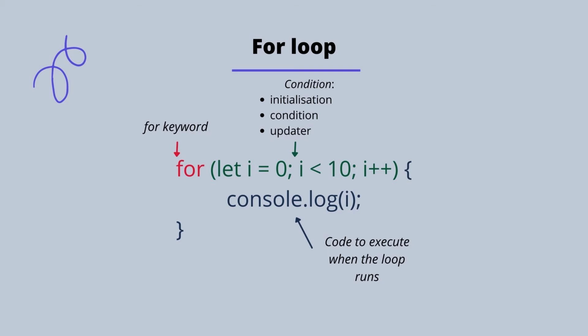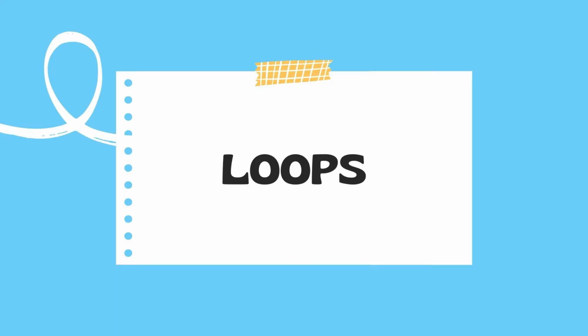Hi! So in this video we're going to look at the anatomy of a for loop. Let's start by going over what a loop actually is. Loops let us repeat some code over and over until a condition is met. We use a loop when we have some logic which we need to happen repeatedly.